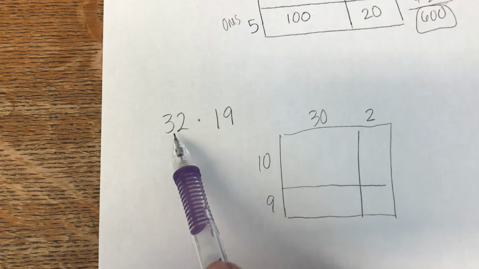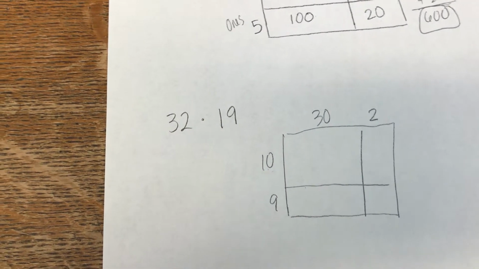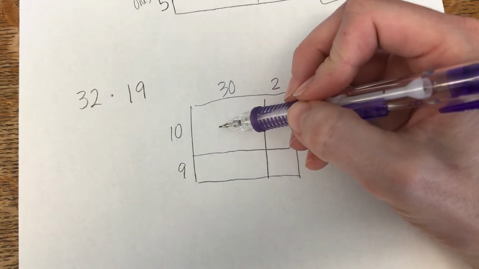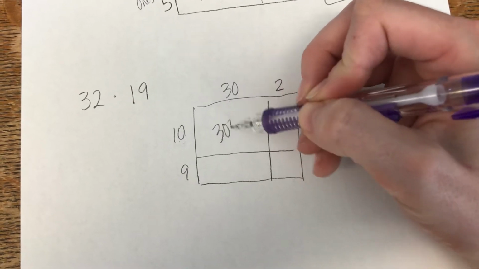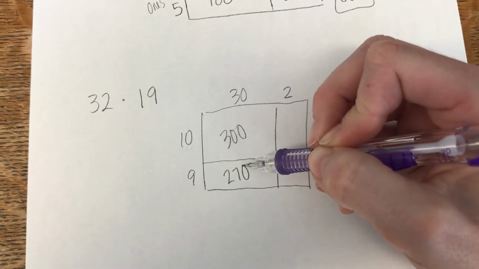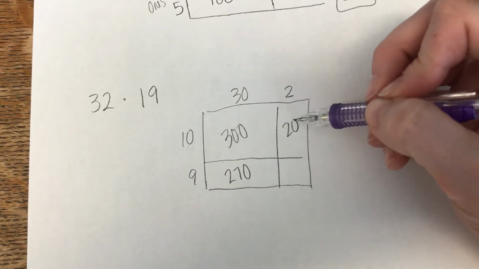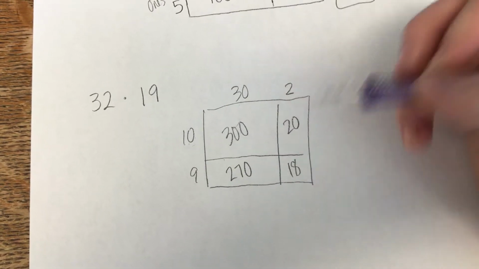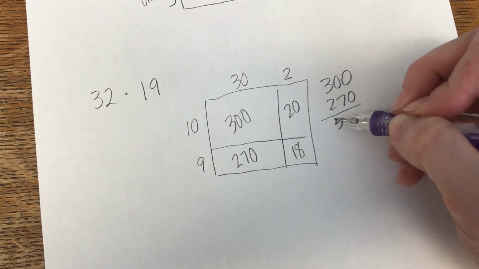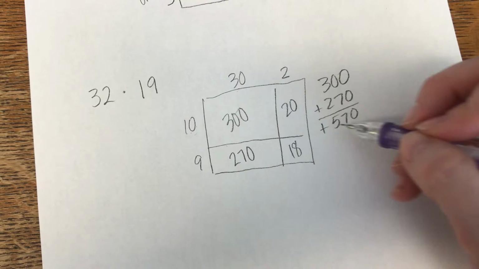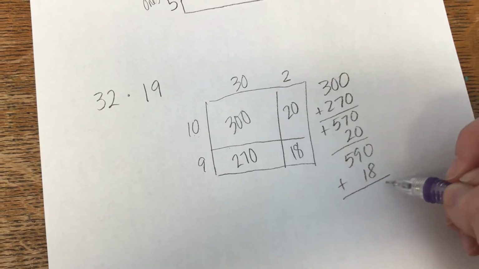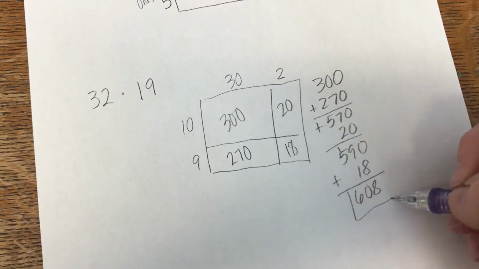So students are taught to break apart numbers into their tens and ones and then multiply and add the pieces together. 10 times 30, I know 1 times 3 is 3, so 10 times 30 is 300. 9 times 30 would be 270. 2 times 10 is 20, and 9 times 2 is 18, and then I can add those together. So that gives me 570, plus another 20 is 590, plus another 18 is 608.